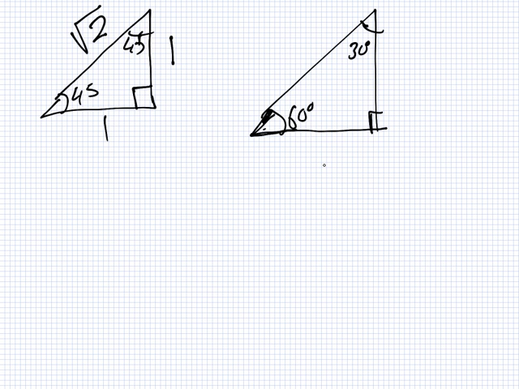Alright, if this side is 1, does anyone know this side on this triangle? 1, 2. And does anyone know this side? No. That's root 3. Thank you, Lee.